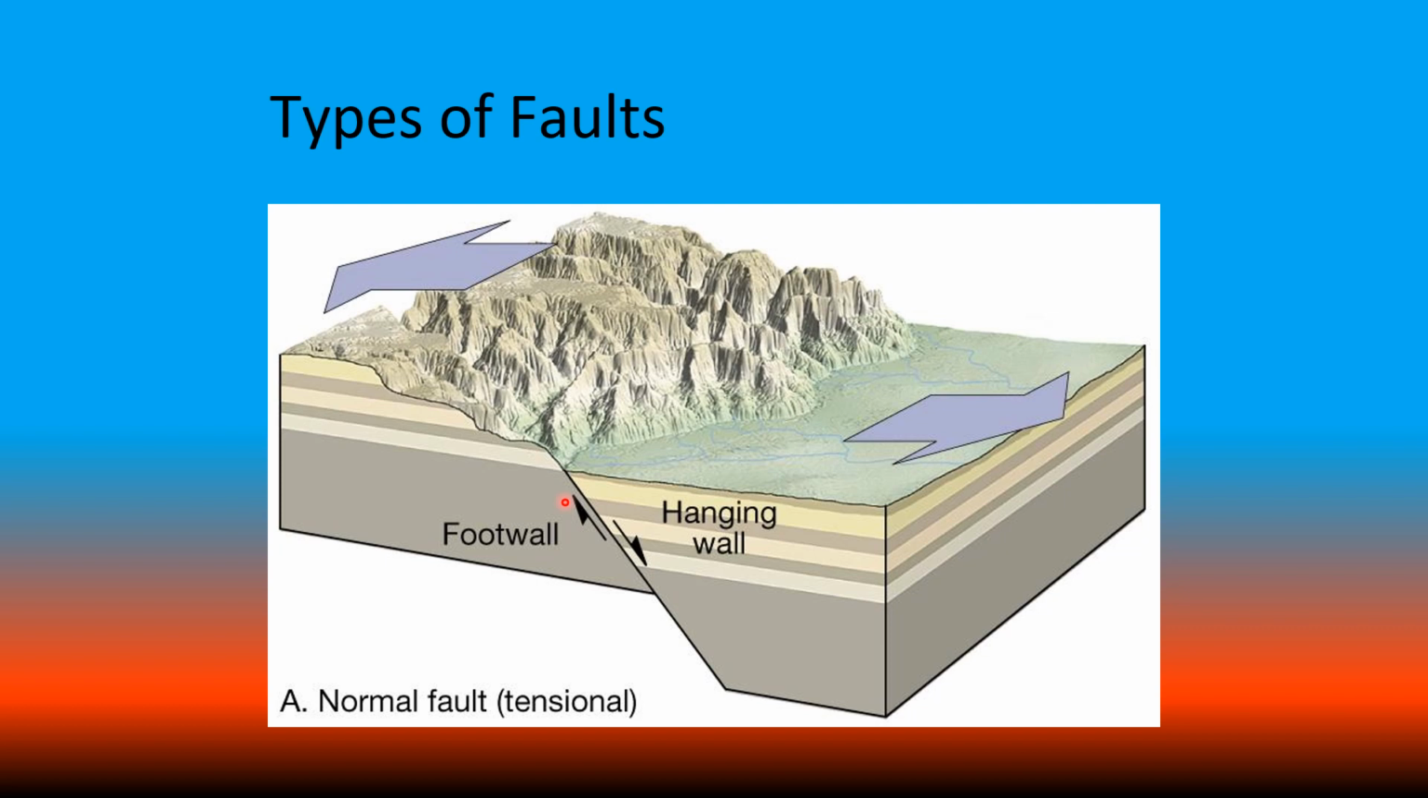As such, when you're in a normal fault, if you're standing on the footwall and you're looking across to the hanging wall, you're going to see younger material on the hanging wall. And if I'm standing here, this younger material would have been way up here, so it's younger. So if I'm standing at the footwall looking at the hanging wall, I'm going from old to young.